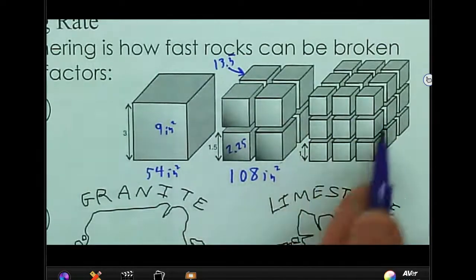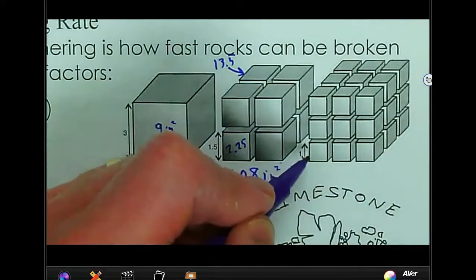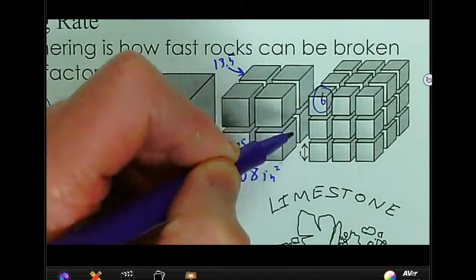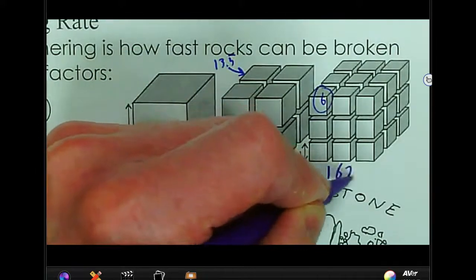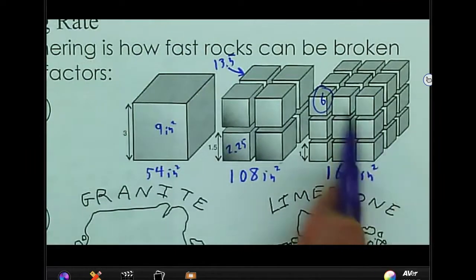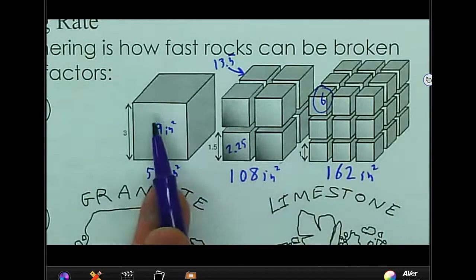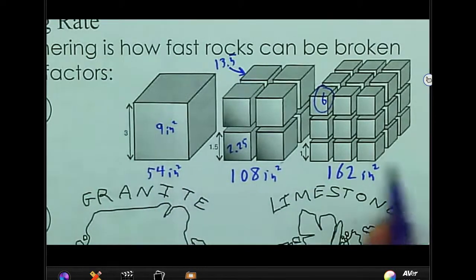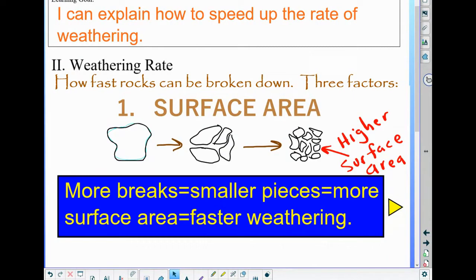If we break this up even further, if we take each one of these, now that it's 1 by 1, I've got a total surface area in each one of these entire blocks as 6, it adds up to a total of 162 square inches. It's the same amount of material between the first block and all these blocks. It's the same amount, same volume, same density, same mass, but we've increased the surface area. As you increase the surface area, you're going to increase the weathering rate, meaning how fast it happens. Remember, rate is how fast something happens. So we're increasing the weathering rate by increasing the surface area.